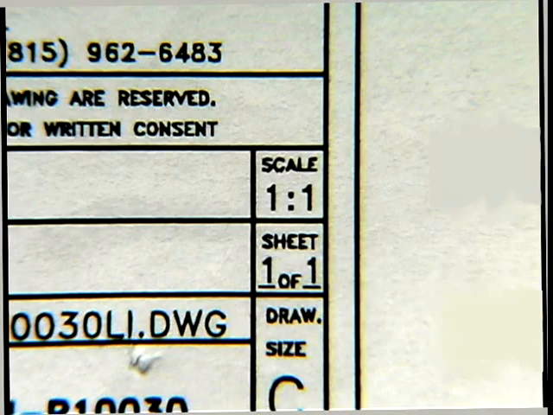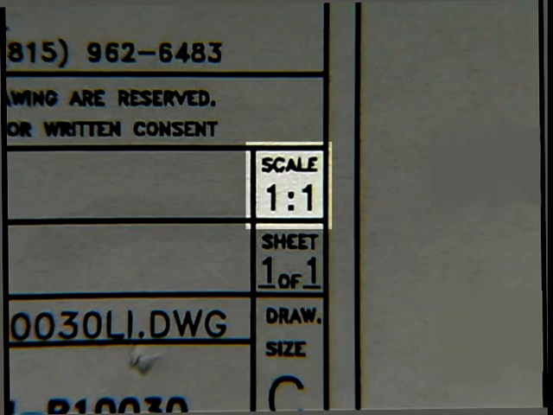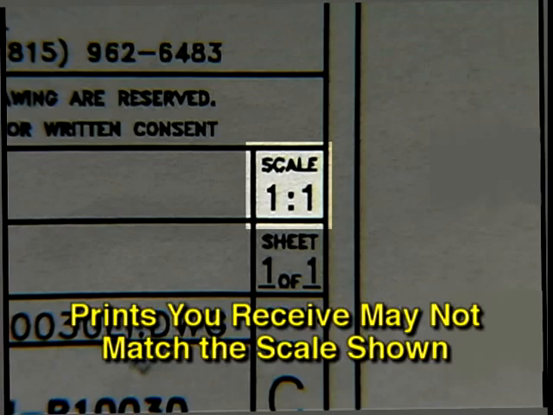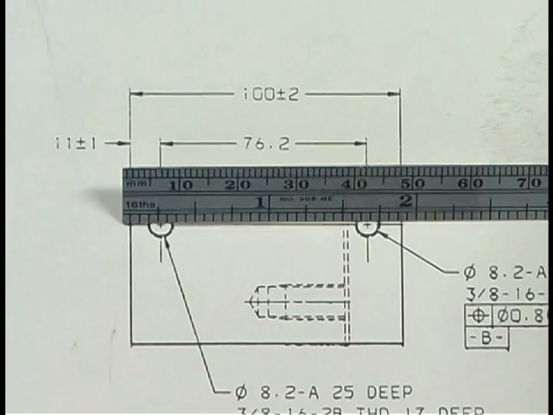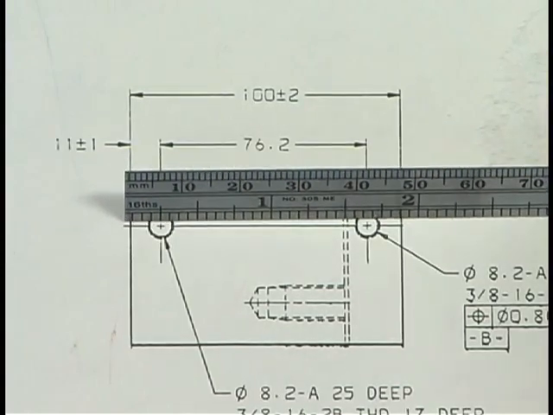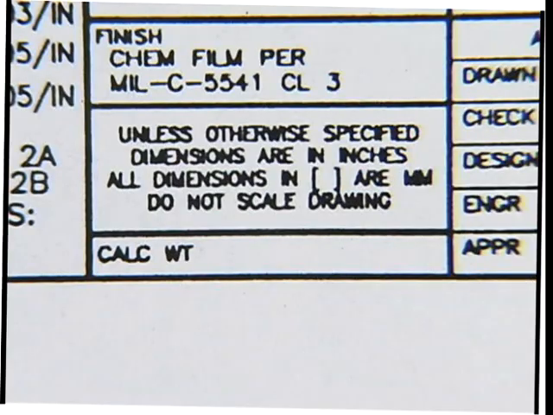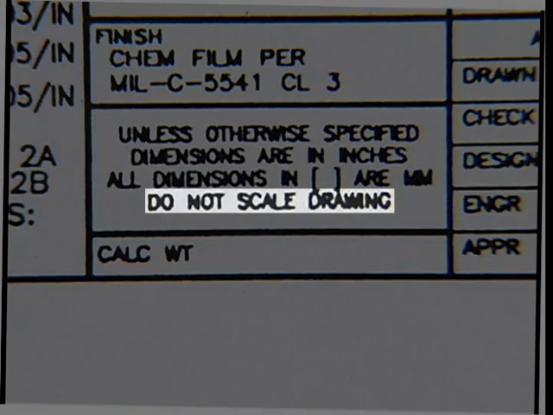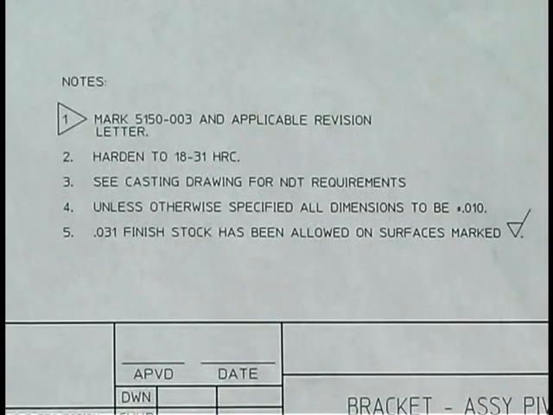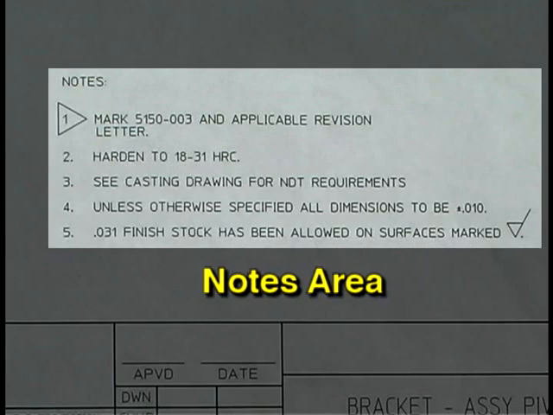Be careful. Just because the scale is noted as 1:1 does not mean your print is to that scale. The use of zoom and reduction in today's copiers may mean the prints you receive on the production floor will not match the scale shown. Whether or not your print is to scale, never measure a feature by scaling the print. You will often find this caution written in the title block. On some prints, there may also be a notes area located outside the title block. These notes are numbered and contain special instructions not included in the title block.